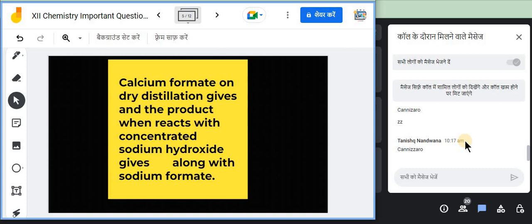Okay. So here we know that when you take two molecules of formaldehyde, one will undergo oxidation and another will undergo reduction. And you know sodium formate is the salt of an acid, so it is the oxidation product. And what would be the reduction product? After formaldehyde reduction, it gives what?